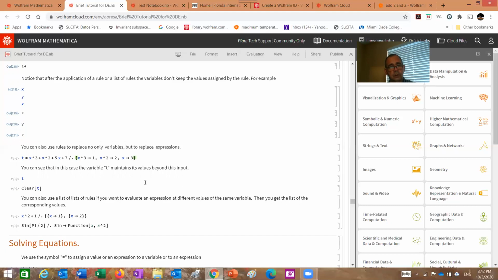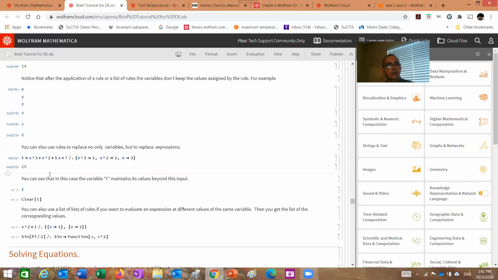And then what do you get now? You get 25. When you replace the x to the third by 1, you get 1 here. Plus 2 is 2. 5 times 3 is 15. So 1 plus 2 is 3 plus 15 is 18. 18 plus 7 is 25. And this is going to be the result.